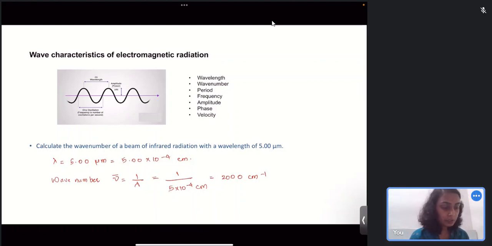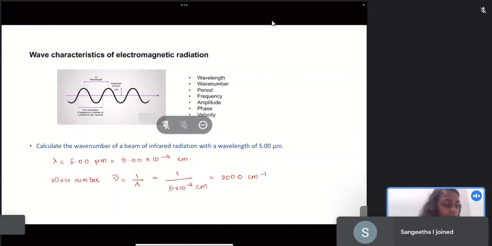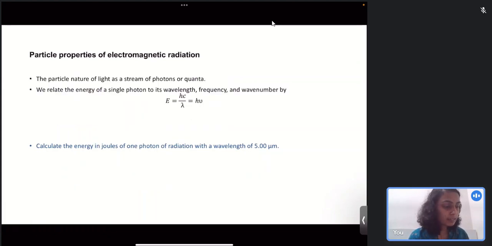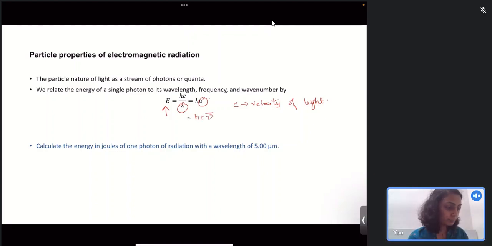In the lecture we have also been introduced to the particle properties of electromagnetic radiation. The particle nature of light is denoted as photons, coming as packets of energy, and we relate the energy of every single photon to its wavelength, frequency or wave number. So the energy of a single photon is given as hc by lambda, where c is the velocity of light and lambda is the wavelength, nu is the frequency. We can also write this as hc nu bar, where nu bar is the wave number.